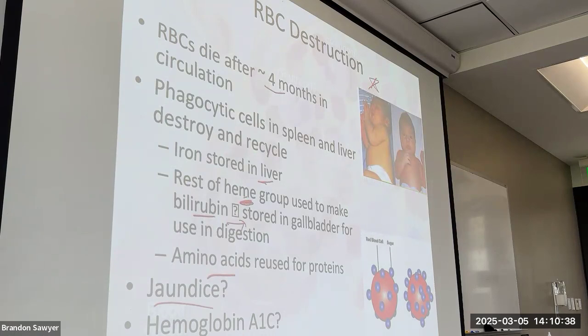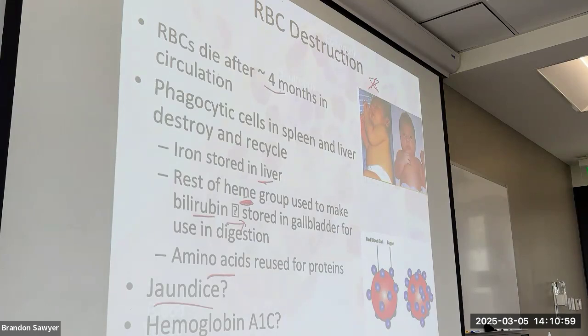We see this in preemies because their livers just aren't fully developed yet and they're not doing their job yet. We also see it in chronic alcoholics, people with cirrhosis of the liver, because their liver is failing. And so their skin starts turning yellow. The whites of their eyes start turning yellow as well. So that's a sign of bilirubin building up in your blood.